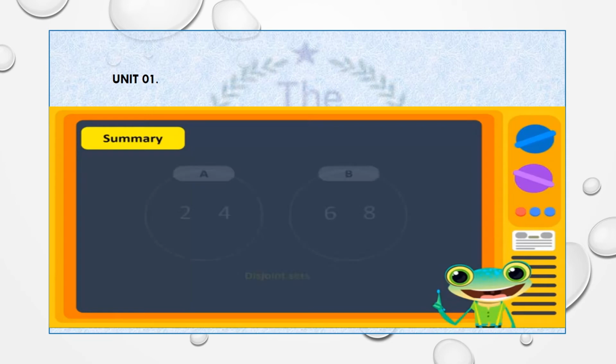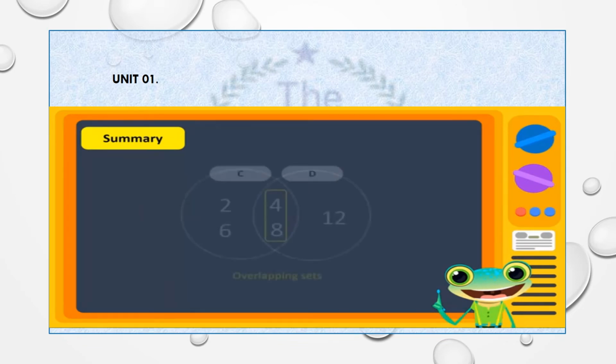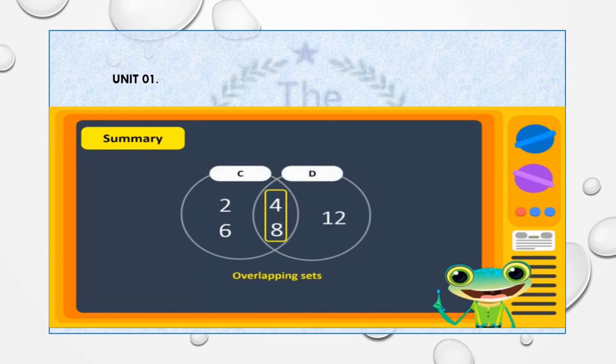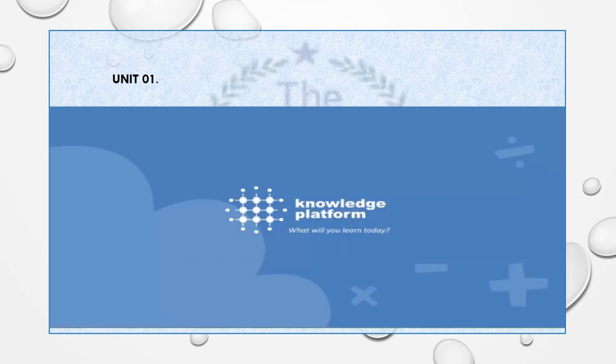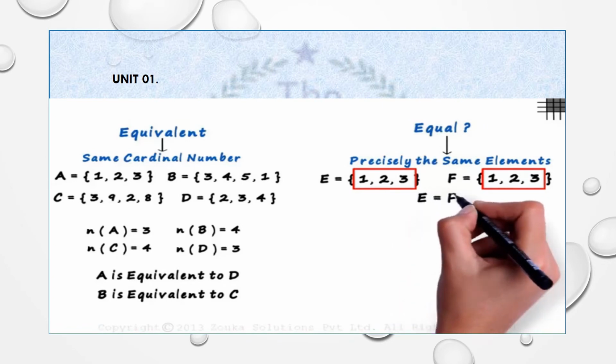To summarize, sets A and B are disjoint if they have no common elements. They are overlapping if there is at least one common element, and neither set is a subset of the other. Set E has 1, 2, and 3 as its elements, and set F also has 1, 2, and 3 as its elements. Since they have the same elements, we can say that set E is equal to set F.